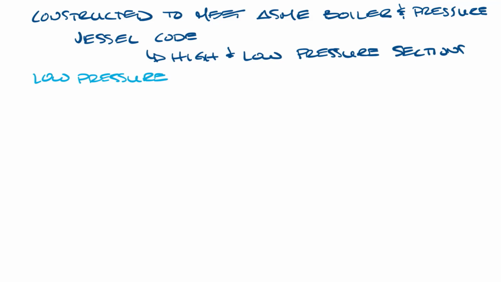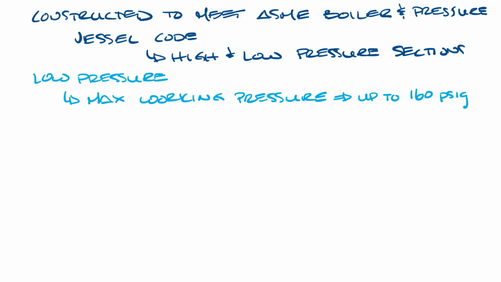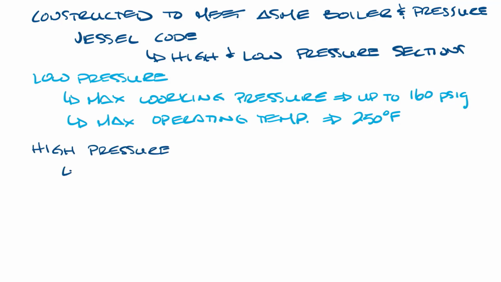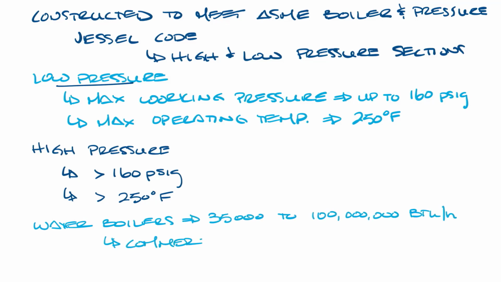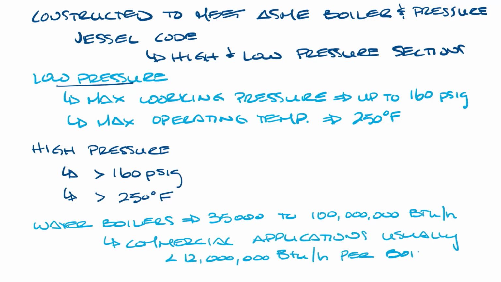Low pressure boilers are constructed for a maximum working pressure of 160 psig, and boiler temperature is limited to 250 degrees F operating temperature. High pressure boilers are designed to operate above 160 psig and above 250 degrees Fahrenheit. So I'm going to focus on low pressure hot water boilers that you typically see in commercial applications. Hot water boilers are generally available in sizes from 35,000 to over 100 million BTUH, but commercial applications usually don't go over about 12 million BTUs per boiler.